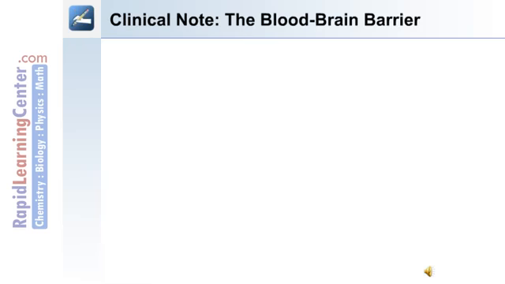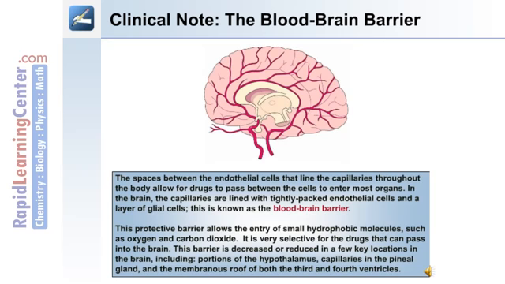The following is a clinical note on the blood-brain barrier. The spaces between the endothelial cells that line the capillaries throughout the body allow drugs to pass between the cells and enter most organs. In the brain, however, the capillaries are lined with tightly packed endothelial cells and a layer of glial cells. This is known as the blood-brain barrier. This protective barrier allows the entry of small hydrophobic molecules such as oxygen and carbon dioxide. It's very selective for the drugs that can pass into the brain.